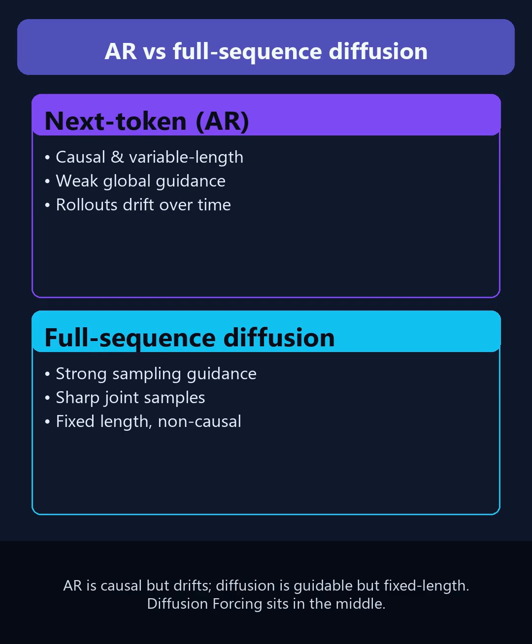So how do the two worlds line up? Next token prediction gives you causality and variable length, but weak global guidance and drifting rollouts. Full sequence diffusion gives you strong sampling guidance and sharp joint samples, but fixed length and no causal generation. Diffusion forcing sits in the middle: causal and variable length like the first, guidable and stable like the second.